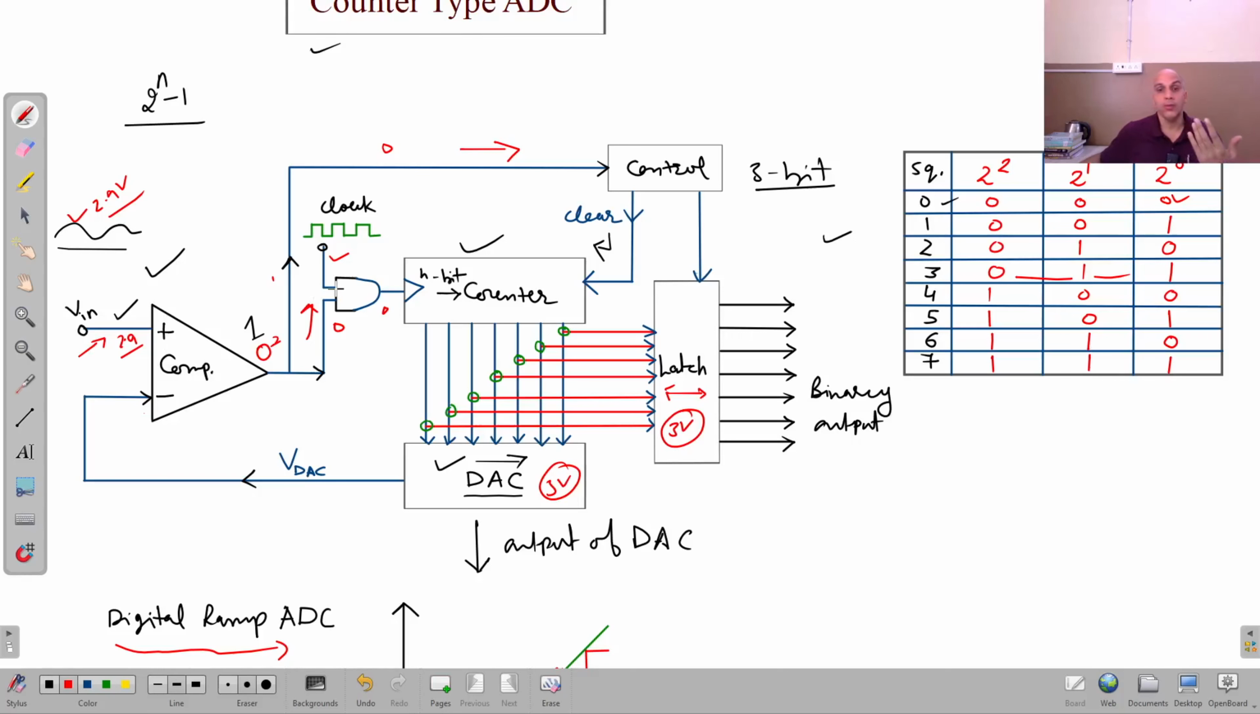And now when this conversion is complete, the clear signal is given to the counter, and the counter is once again set to 0, and then it will again start counting. It will again start comparison. So it will keep on comparing till this input becomes greater than this. Then the next conversion will be complete. In this way, the analog signal will be converted into the corresponding digital signal.